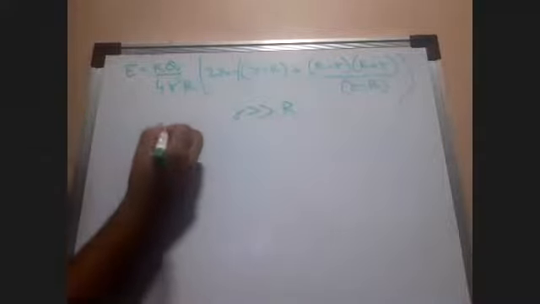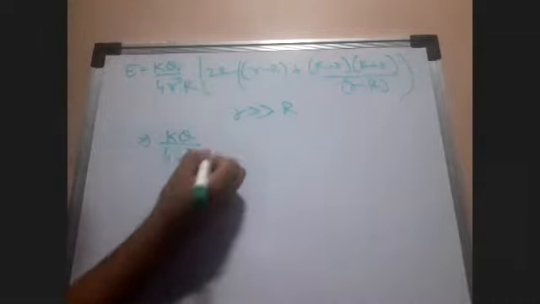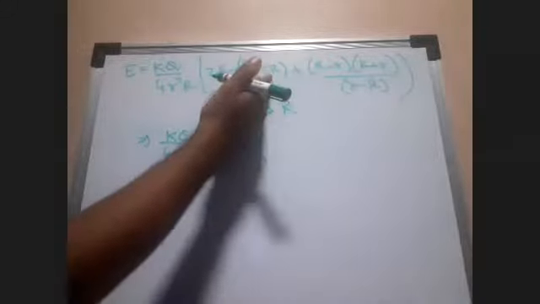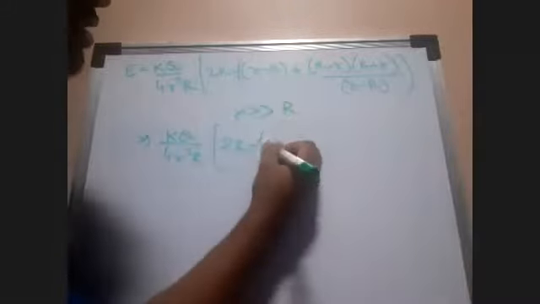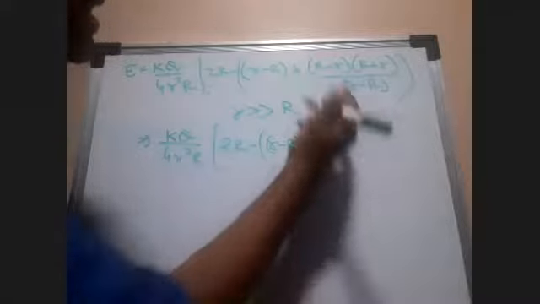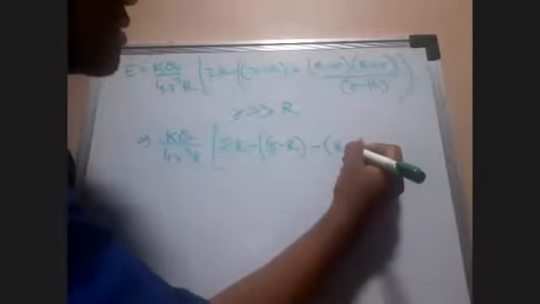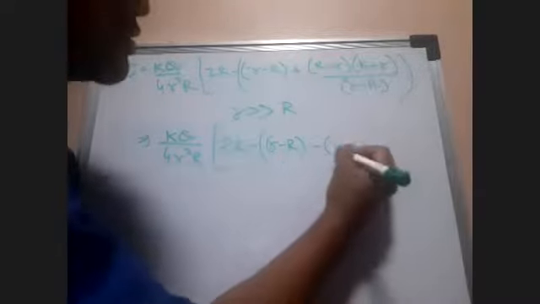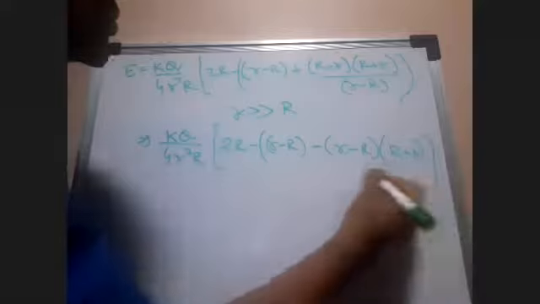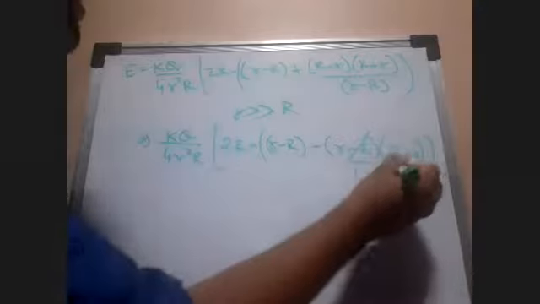It is very simple. It is kq upon 4r square capital R, 2r minus, I will just take minus, R minus r. And I will do one thing: I will take minus out of this term. If I take minus out of this term, what will I get? I will get small r minus capital R, R plus r. In this case, this term gets cancelled with this term.